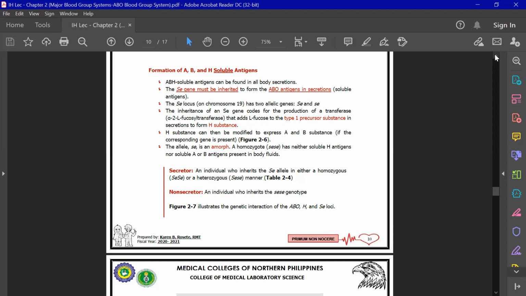But when we say the addition of your L-fucose to the type 1 precursor substance, the end product of this enzymatic reaction would now be the soluble H antigen or the H substance. Nakuha? Gusto nyo bang i-illustrate natin?